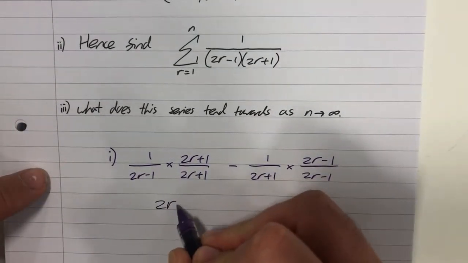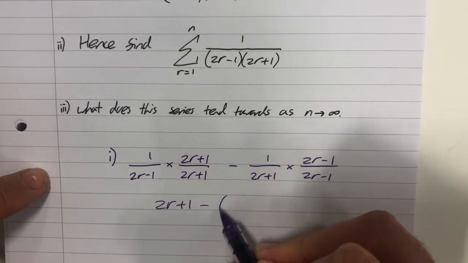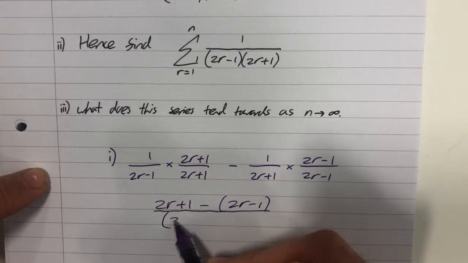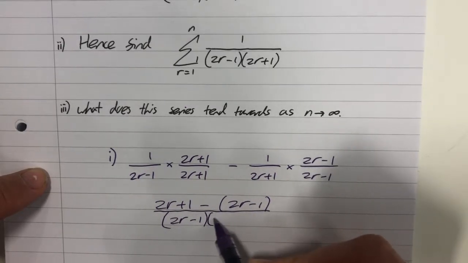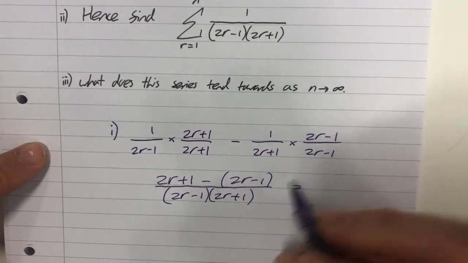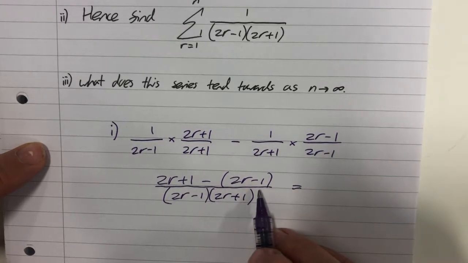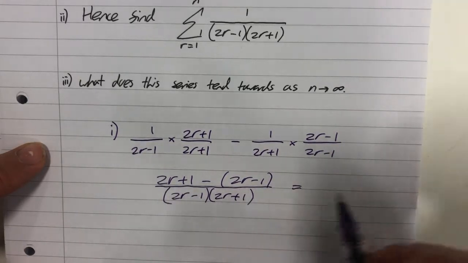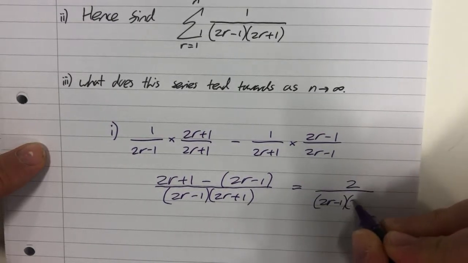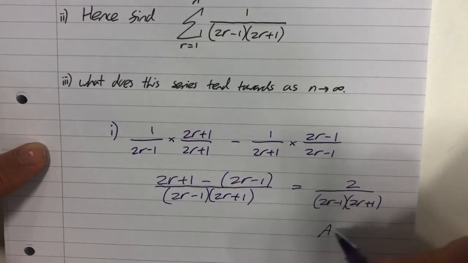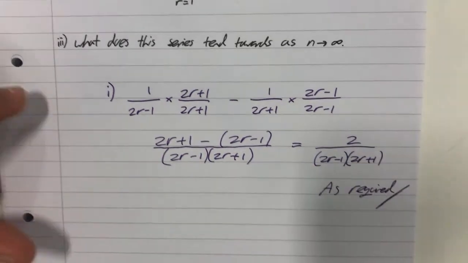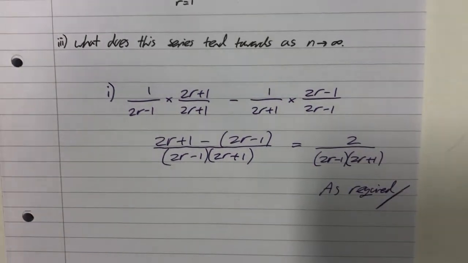So that's going to be 2r plus 1 on the top of this one, minus 2r minus 1 from the top of this one, and that's all over the common denominator, 2r minus 1 times 2r plus 1. Simplify the top. 2r plus 1 minus 2r plus 1: 1 plus 1 is 2, and 2r minus 2r is 0. So we've got 2 over 2r minus 1 times 2r plus 1 as required. Okay, so that is that.